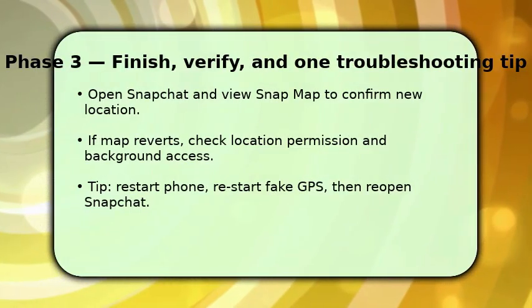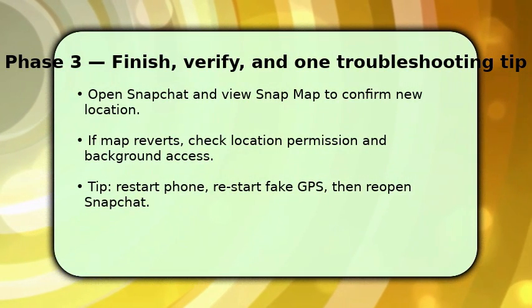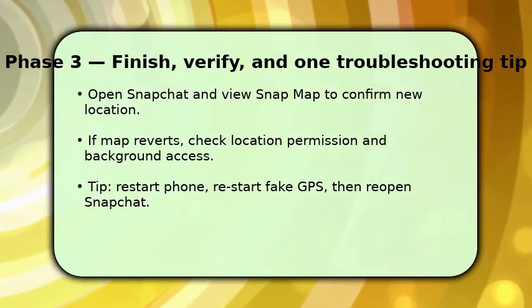Open Snapchat and go to Snap Map. You should now appear at the spoofed coordinates because Snapchat reads the system GPS.